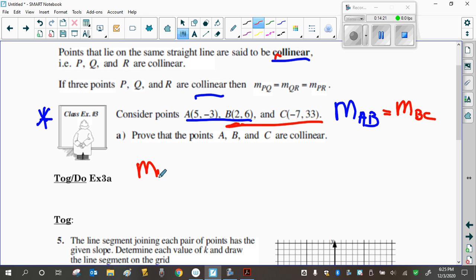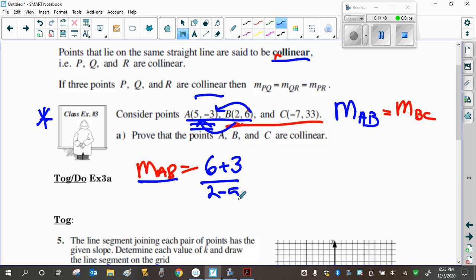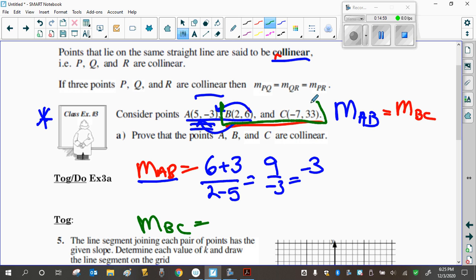Okay, so I'll do M of AB together. So 6, sorry, I guess I got this as blue. M of AB is 6 subtract negative 3. So I'm going to start putting plus when this number is negative. 6 plus 3 and 2 subtract 5. You get 9 divided by negative 3, which equals negative 3. Your turn to do slope of BC. Go ahead and find the slope of these 2 points.